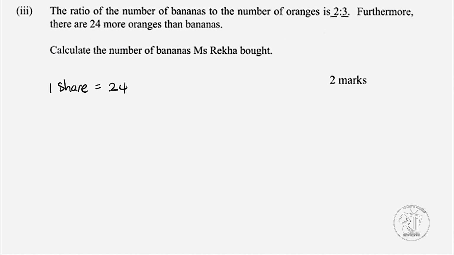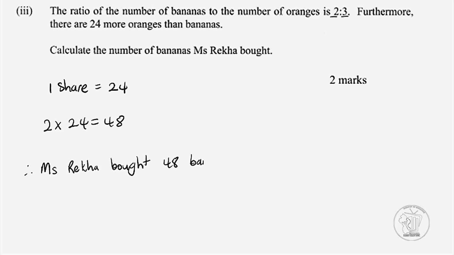So the number of bananas Miss Rika bought would simply be 2 multiplied by 24, and this will give us 48. Therefore, Miss Rika bought 48 bananas. And that is the answer to this question. So let's move on to the next one.